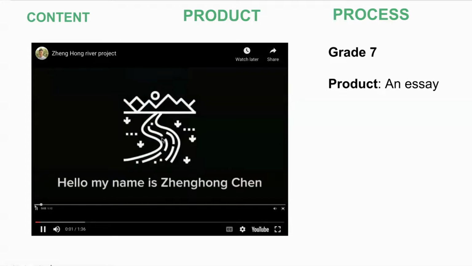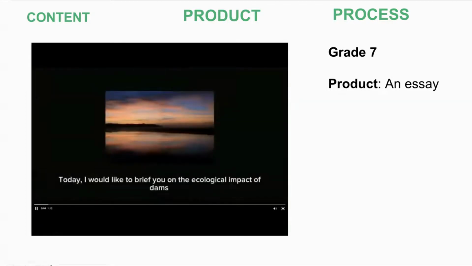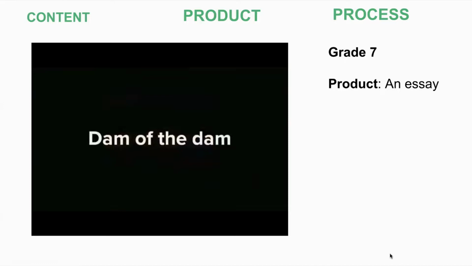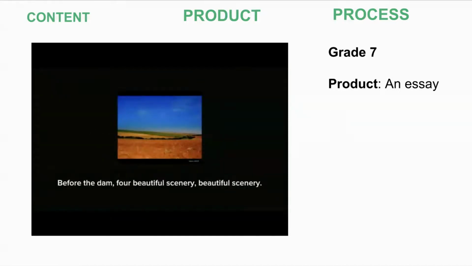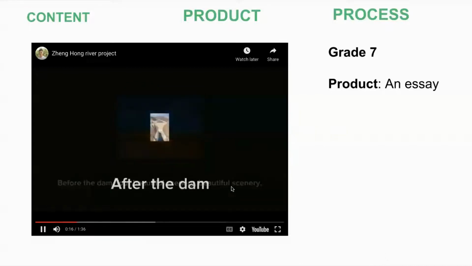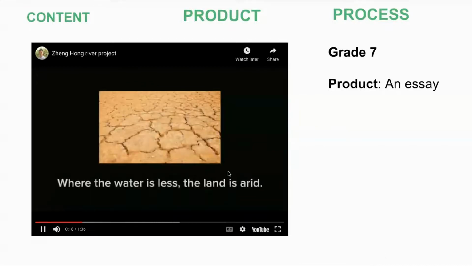Hello, my name is Chen Huang. Today, I would like to brief you on the ecology impact of dam. Before the dam, for beautiful city. After the dam, where the water is us, the land is air.